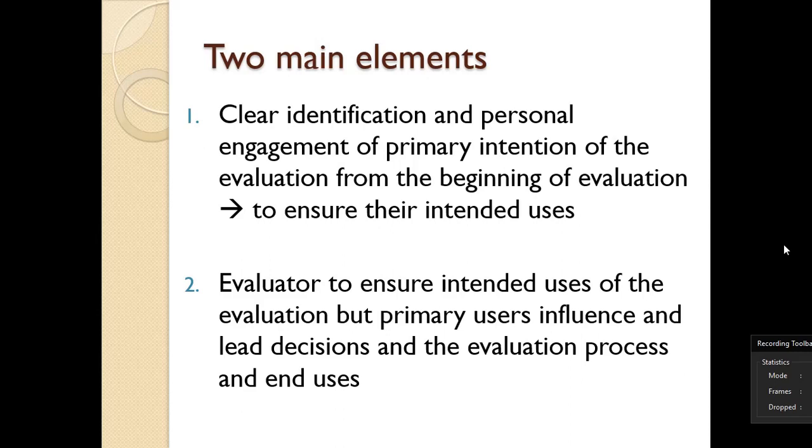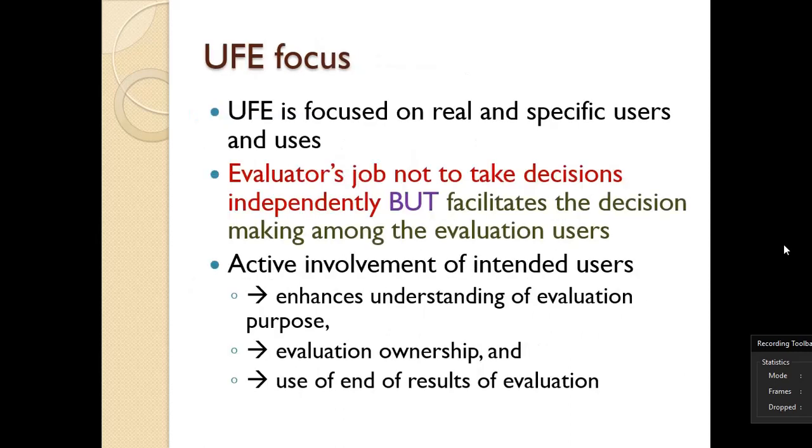The evaluator should ensure the intended uses of the evaluation, but primary users influence and lead decisions in the evaluation process and end users. In simple terms, the role of the evaluator is to make sure that the evaluation is done and evidence is there. But then the primary users of the evaluation findings should be able to influence how this particular evaluation information is going to be used.